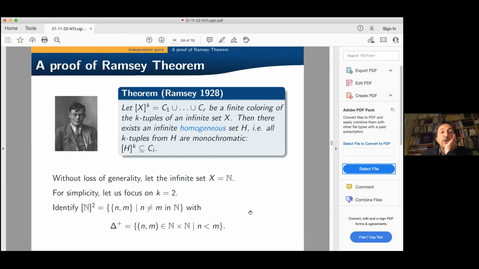Now let me give you a proof of Ramsey's theorem by using independent pairs. To make it simple, just consider the case of pairs. So you have a finite partition of the pairs of natural numbers. One can identify the pairs with the upper diagonal, in the sense of the ordered pairs (n, m), so that n is less than m.